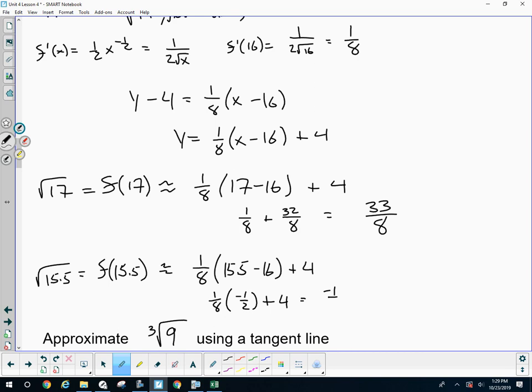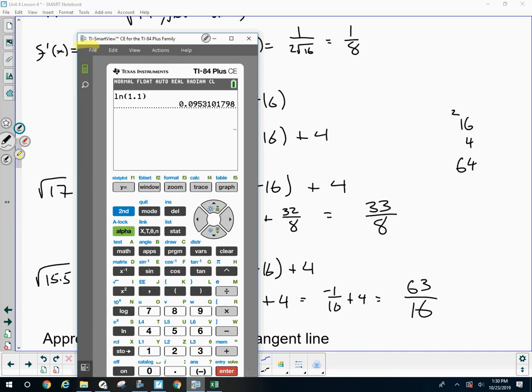That's negative 1/16 plus 4. You need to turn 4 into something over 16. That's 16 times 4. That's 64 sixteenths. 64 sixteenths minus 1/16 is 63 sixteenths. That's arithmetic, not algebra.